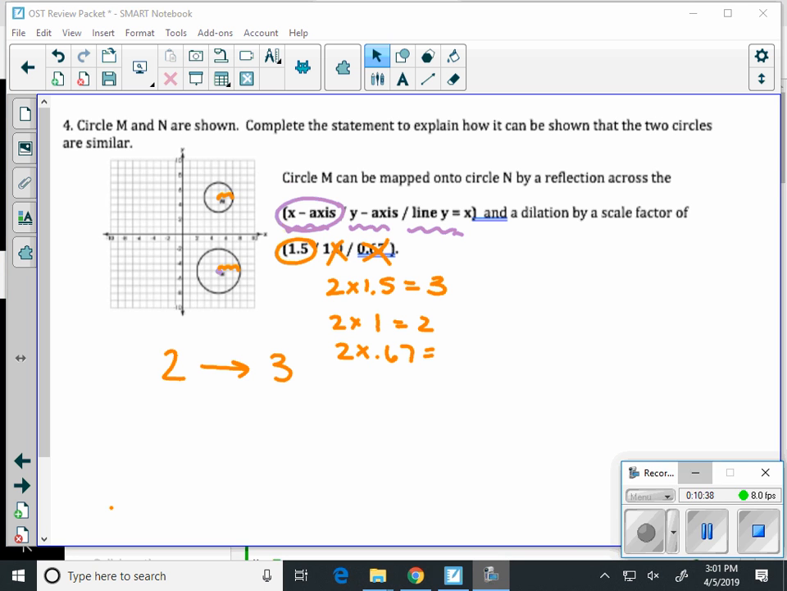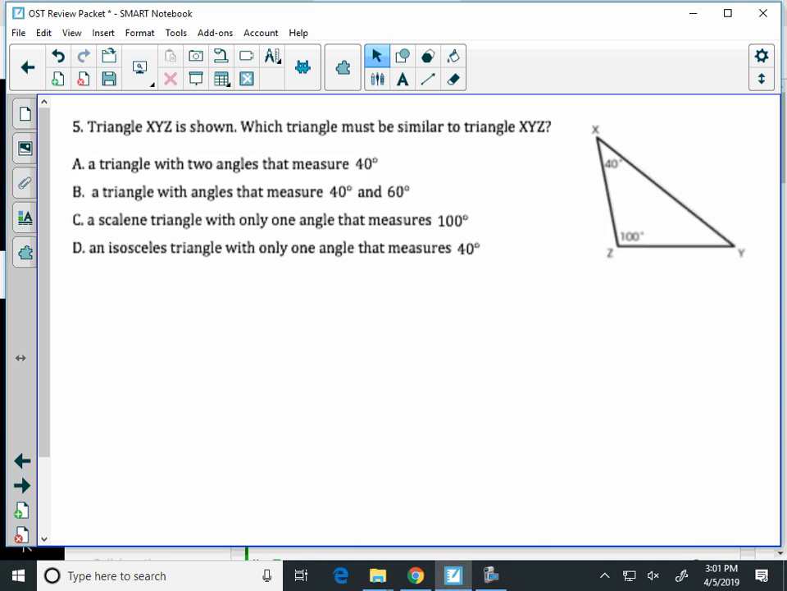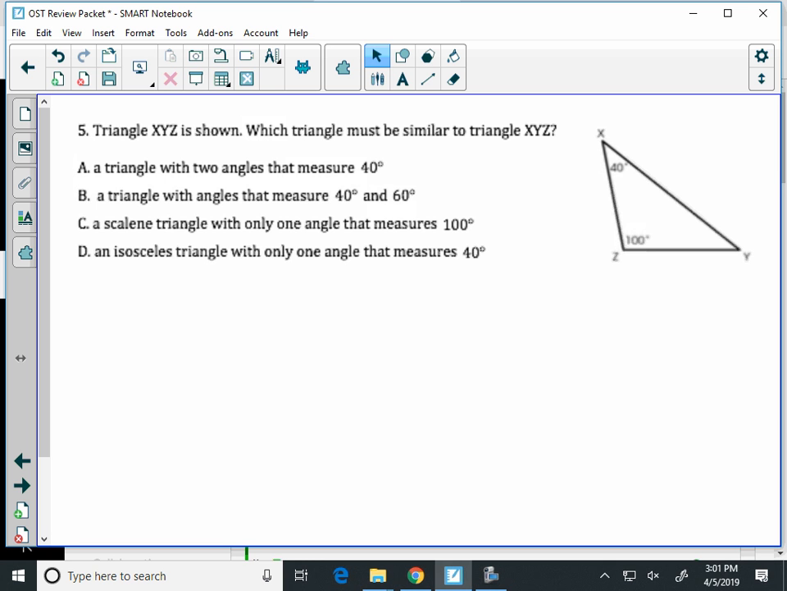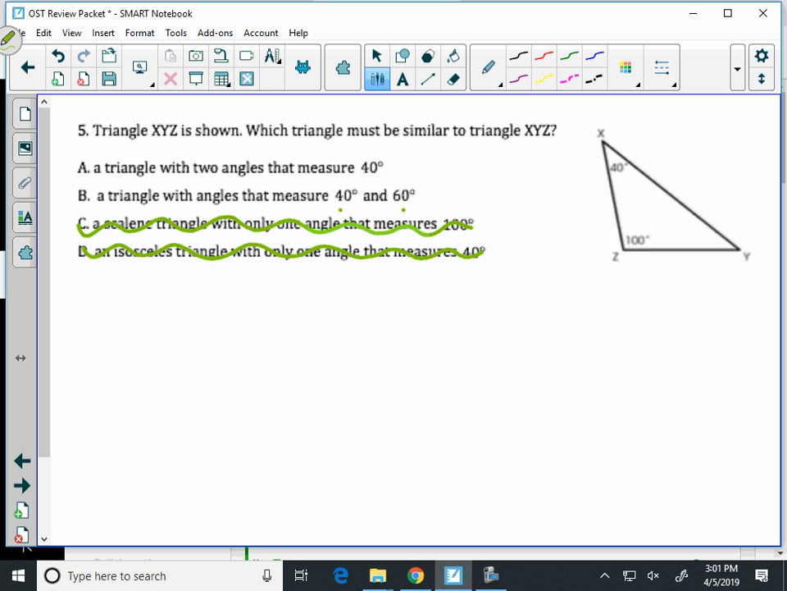We take a look at the next one. Right? Number 5, it says triangle XYZ is shown. Which triangle must be similar to triangle XYZ? Well, in order for triangles to be similar, 2 angles have to be the same. And if I look, A is talking about 2 angles being the same. B is talking about 2 angles being the same. C is only talking about 1 angle being the same. And D is only talking about 1 angle being the same.